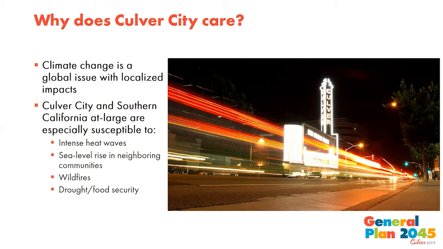Also, as we've seen in recent years, the devastating effect of wildfires in the region is due in part to drier conditions and higher temperatures. These conditions also reduce agricultural productivity, which can lead to food security issues. And all of these impacts have implications on public health.